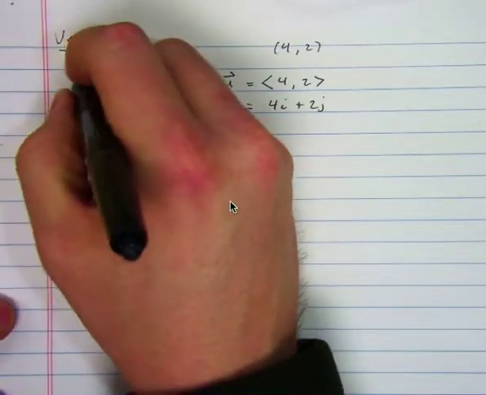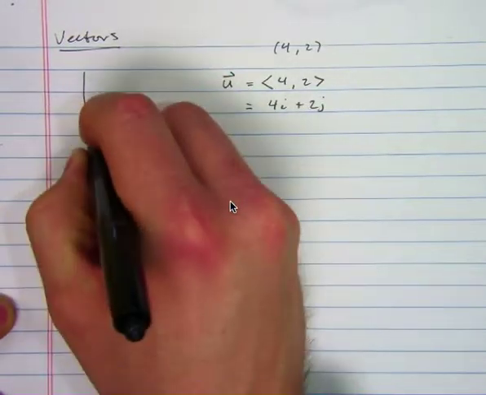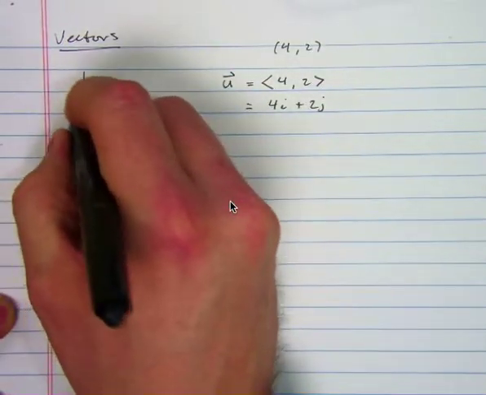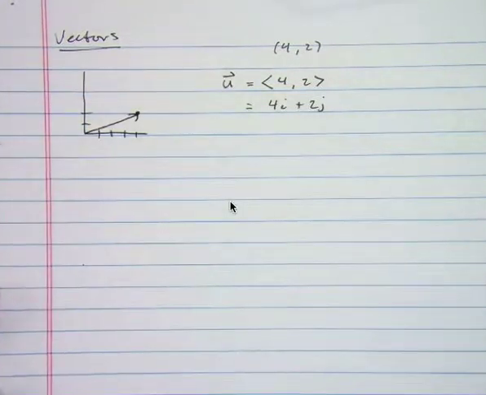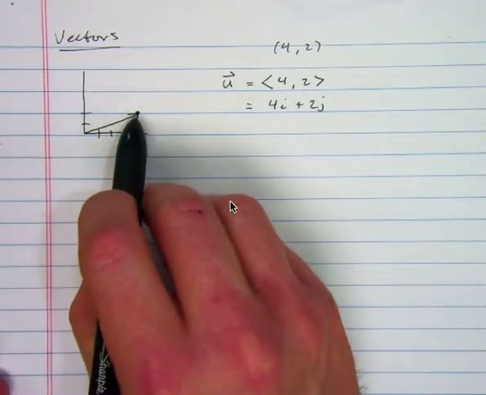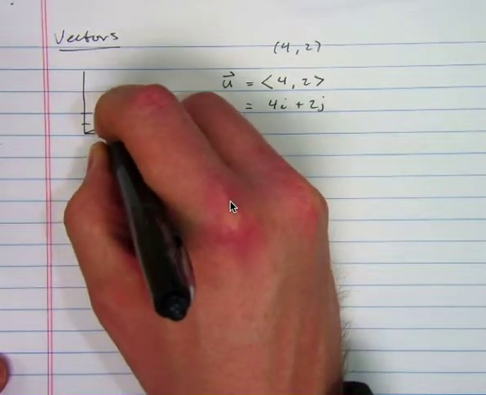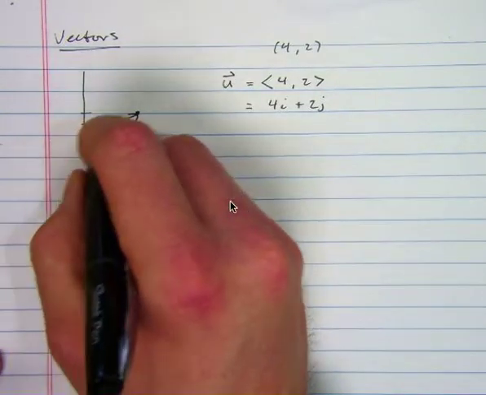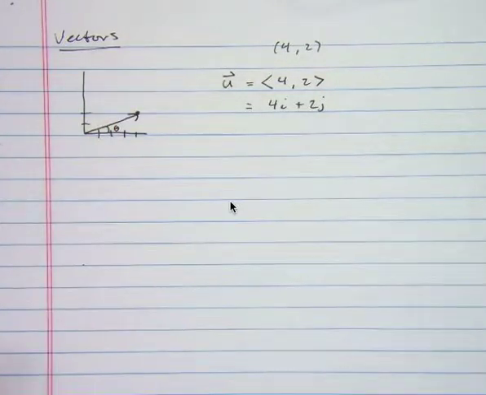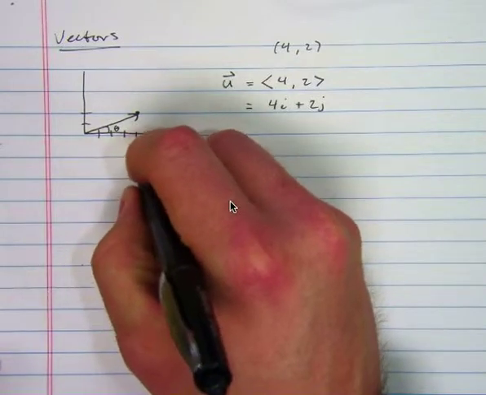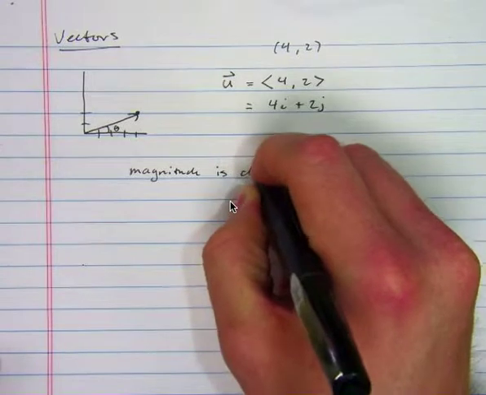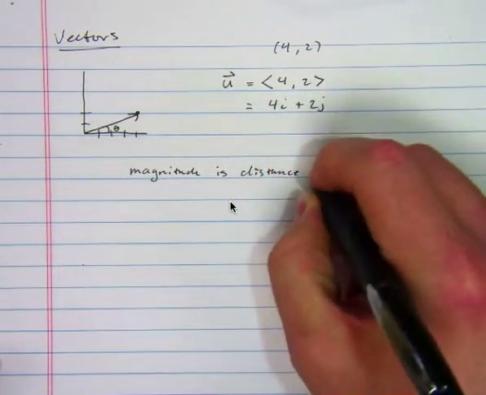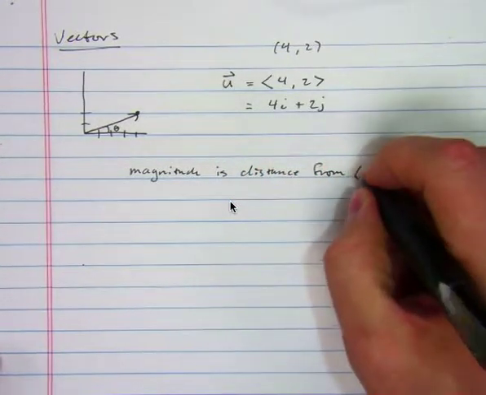So when we graph this, we would go 1, 2, 3, 4 over, 2 up, and you think of it as like an arrow going to that point. So not only does it have a coordinate, it has a certain angle right there, and it has a certain magnitude, and magnitude is basically the length. So another way to write this, magnitude is distance from the origin, or (0, 0).